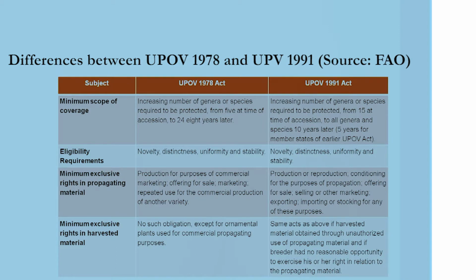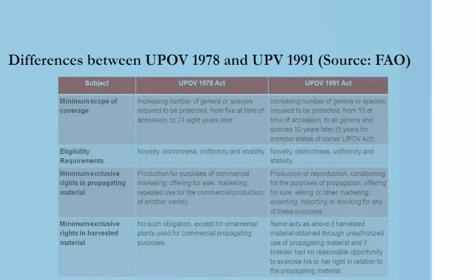Minimum exclusive rights in harvested material: no such obligation except for ornamental plants used for commercial propagating purposes. Same acts in case of the 1991 Act, if the harvested material is obtained through unauthorized use of propagating material, if the breeder has no reasonable opportunity to exercise his or her right in relation to the propagating material.